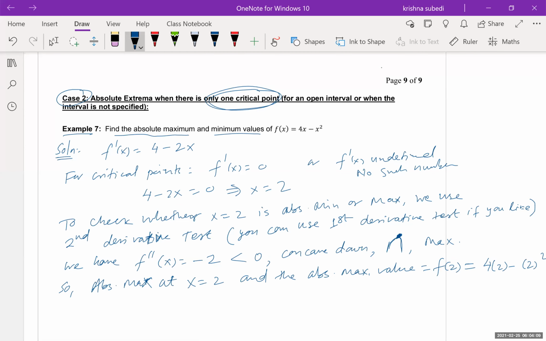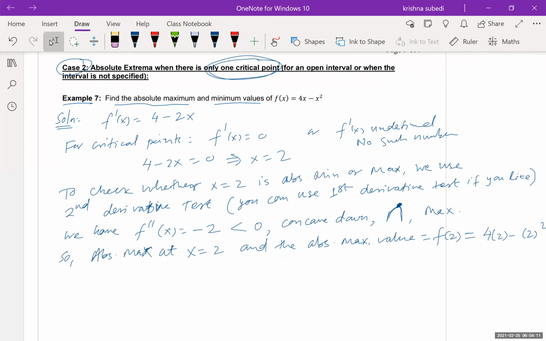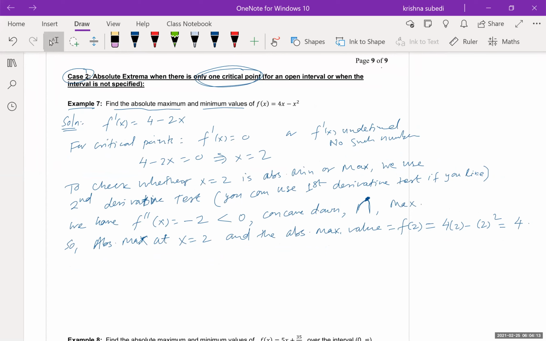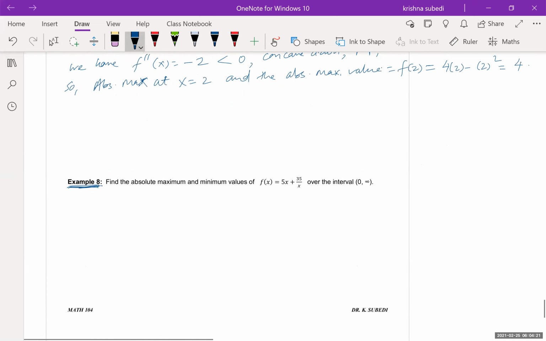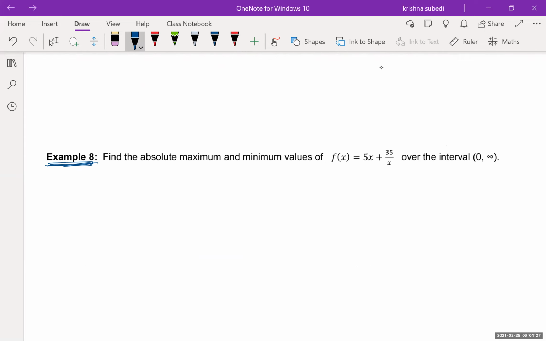Okay guys, now if you don't have any questions on this example 7, and if you know how to do these kinds of questions, then example 8 is very similar, and I want you to try this example 8 on your own just for fun. Okay, in example 8 you need to find the absolute maximum and minimum values of the given function.